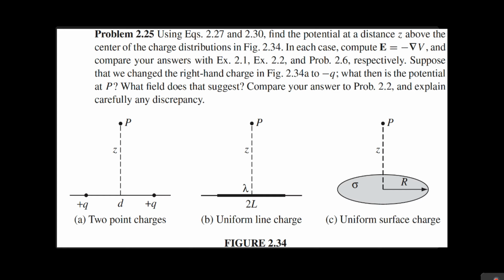So let's move on to the solution. Once again, we want to find the potential. And as usual, we use the formula where we add up the potential contribution from each individual point. So here we're going to apply the formula.